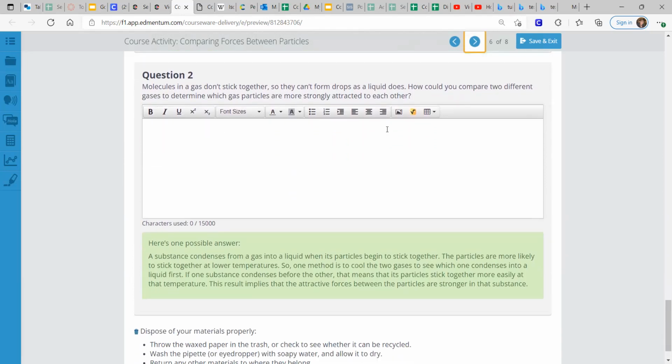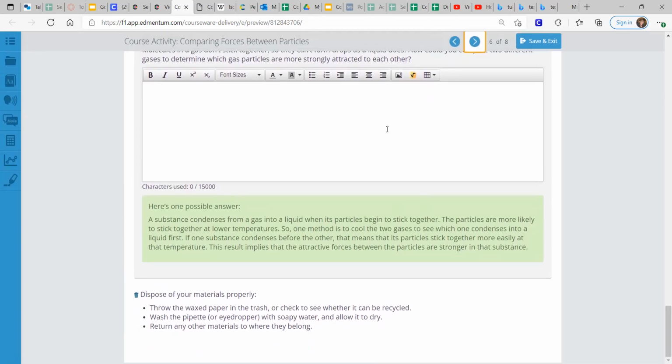Molecules in a gas don't stick together, so they can't form drops as a liquid does. How can you compare the two different gases to determine which gas particles are more strongly attracted to each other? Well, a substance condenses from a gas into a liquid when its particles begin to stick together. The particles are more likely to stick together at lower temperatures.